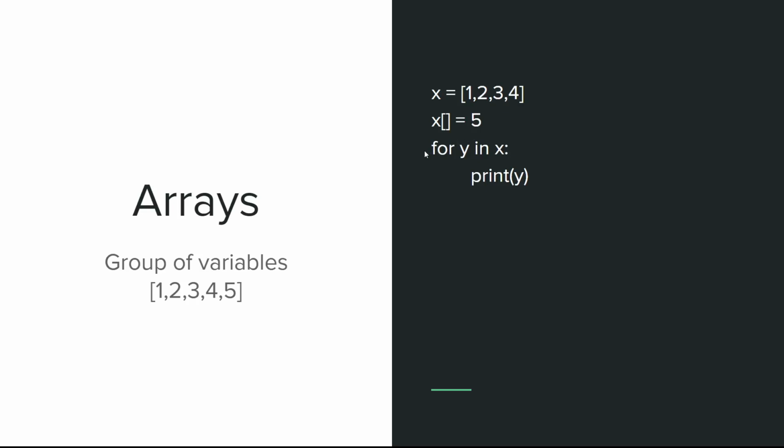I take my for loop and I'm like, okay, for everything that's inside x, I'm going to make it equal to y. So for y in x, print y. And it's going to print 1, 2, 3, 4, 5. It's going to go through each of those inside that array. 1, 2, 3, 4, 5.